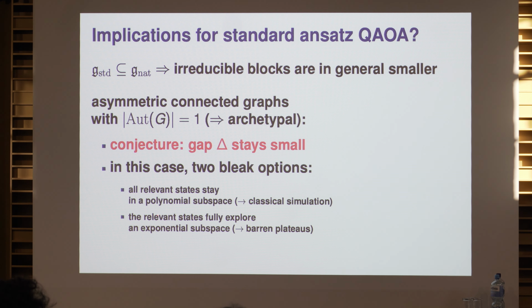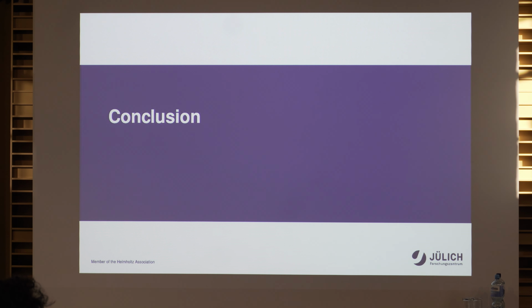And here we have this additional assumption: since we conjecture that the block is very big, we need to assume that we have full control there. So we fully explore this exponential subspace, and similar arguments as for the free mixer case will give us also barren plateaus. Then we come to the conclusion.